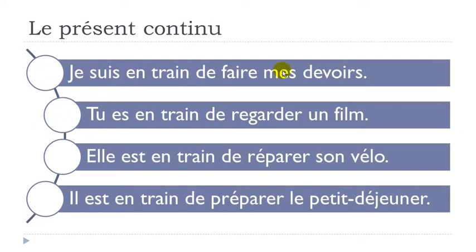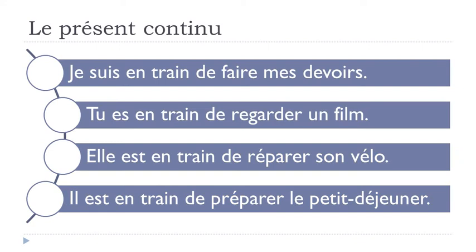Je suis en train de faire mes devoirs. Tu es en train de regarder un film. Elle est en train de réparer son vélo. Il est en train de préparer le petit déjeuner. Okay, so that's what we call le présent continu.